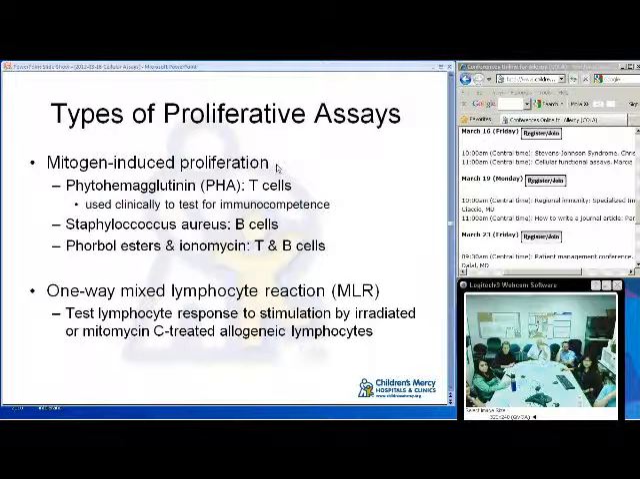Okay, so the types of proliferative assays. The most common one is the mitogen-induced proliferation. And for T cells, they use phytohemagglutinin, or PHA, and this is used clinically to test for immunocompetence. For B cells, they'll use Staphylococcus aureus, and sometimes for either T or B cells, they'll both respond to phorbol esters and ionomycin. You can also do a one-way mixed lymphocyte reaction, which is called an MLR, and this will test the lymphocyte response to stimulation by irradiated or mitomycin C-treated allogeneic lymphocytes.